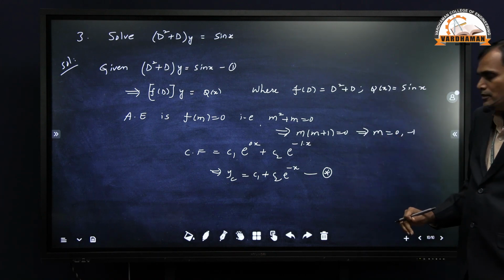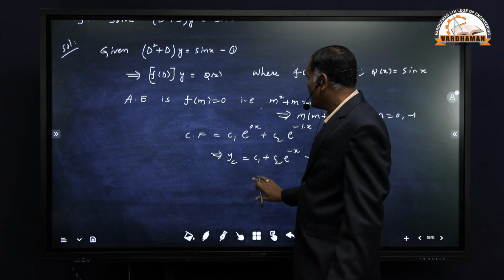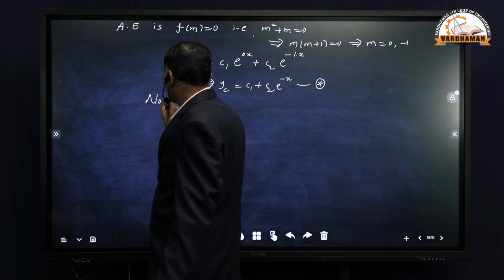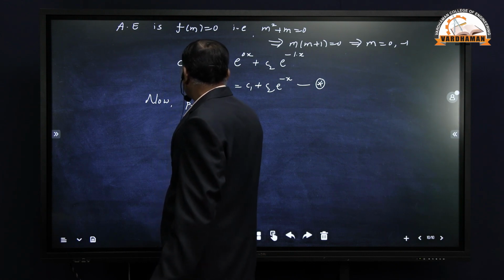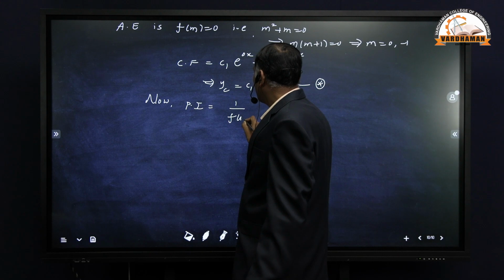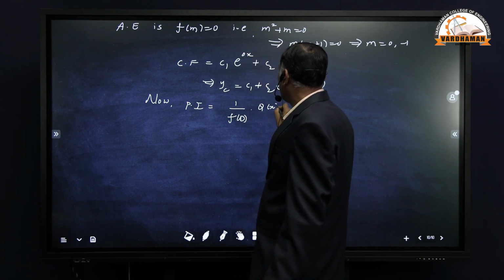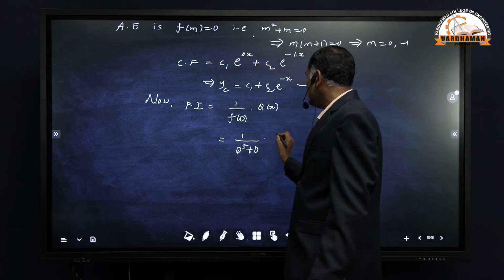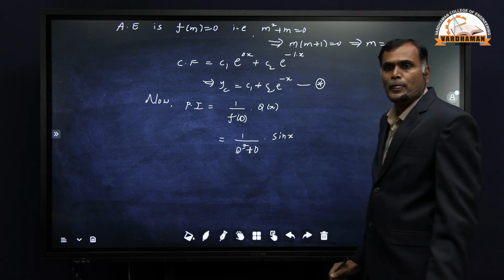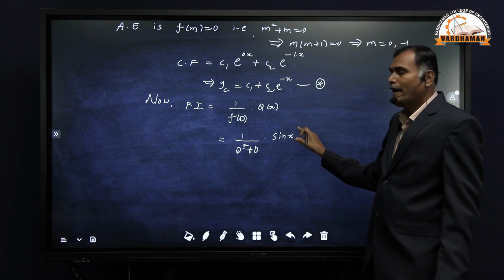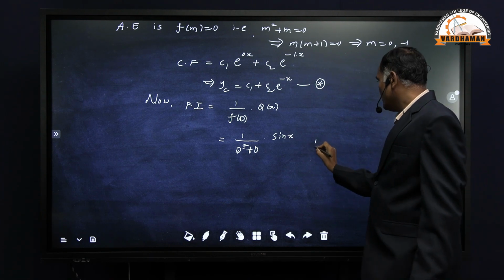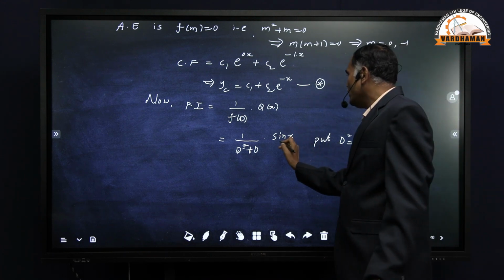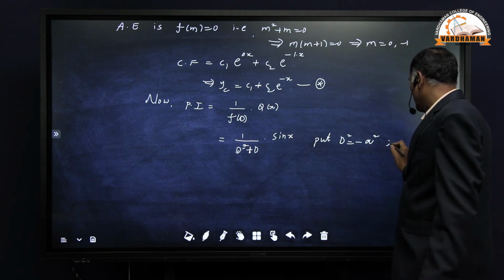Now let us find a particular integral. A particular integral is given by PI equals 1 by f of D into Q. In this case f of D is D square plus D and Q is sin x. Now it is of the form Q equals sin ax or cos ax. So here the method says that replace D square with minus a square. Here it is sin x, so simply a equals 1.